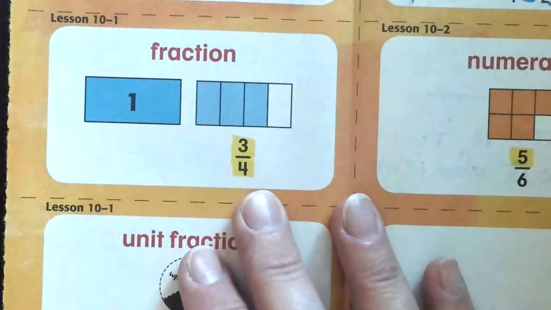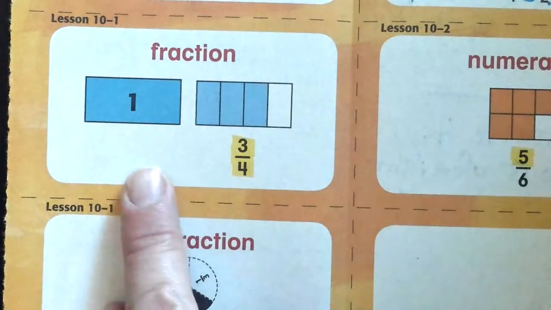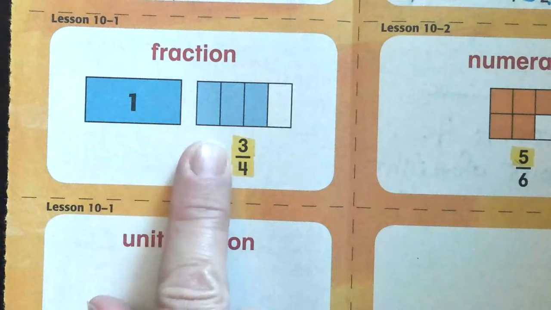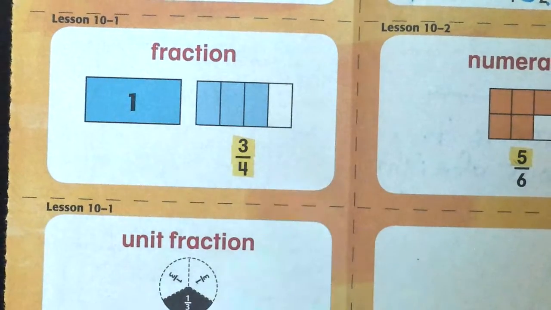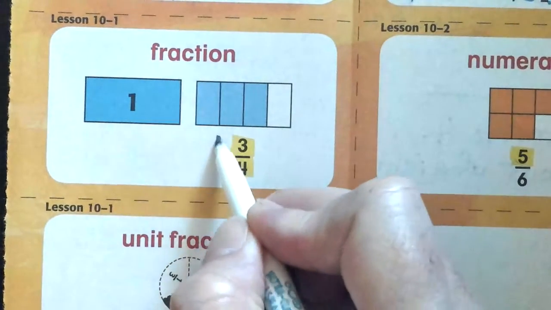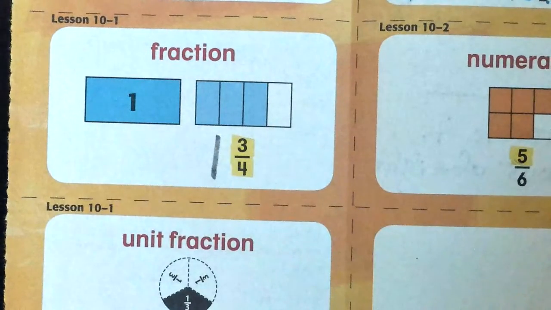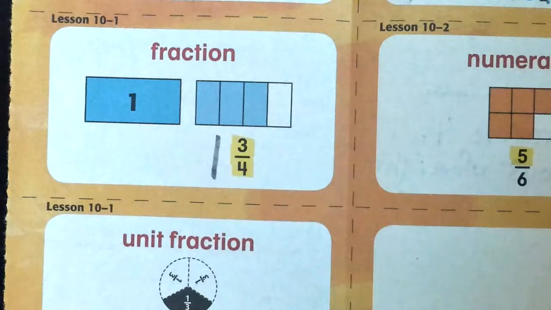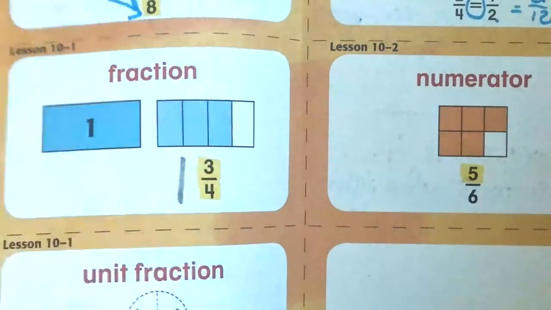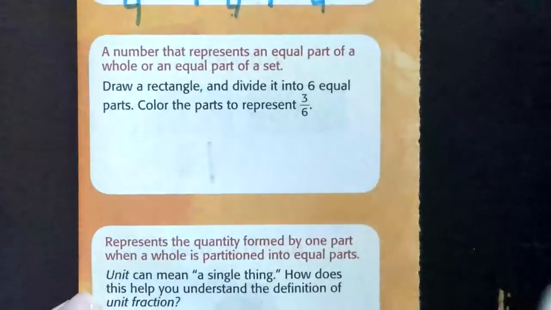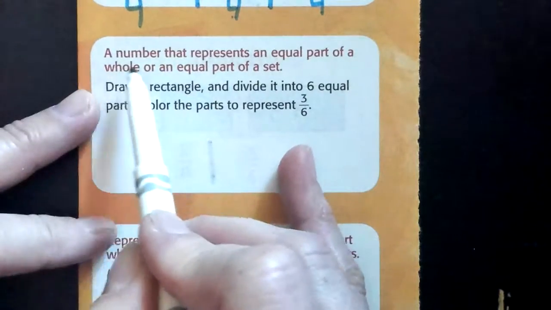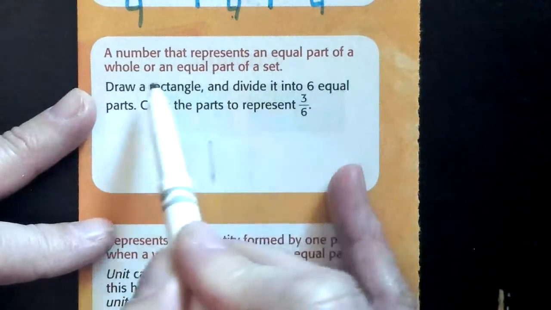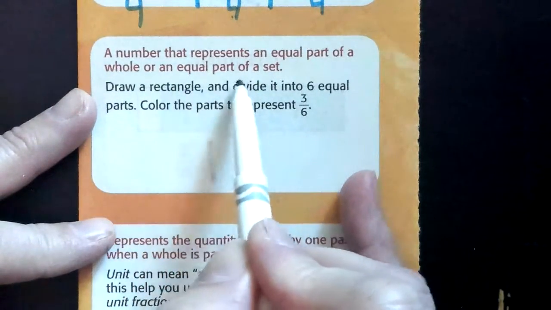Is fraction. This fraction is 1 3/4. So really there should be a big 1 right there. So it's 1 whole rectangle and then 3/4 of another rectangle. We don't have the whole rectangle. So that definition is a number that represents an equal part of the whole or an equal part of a set.